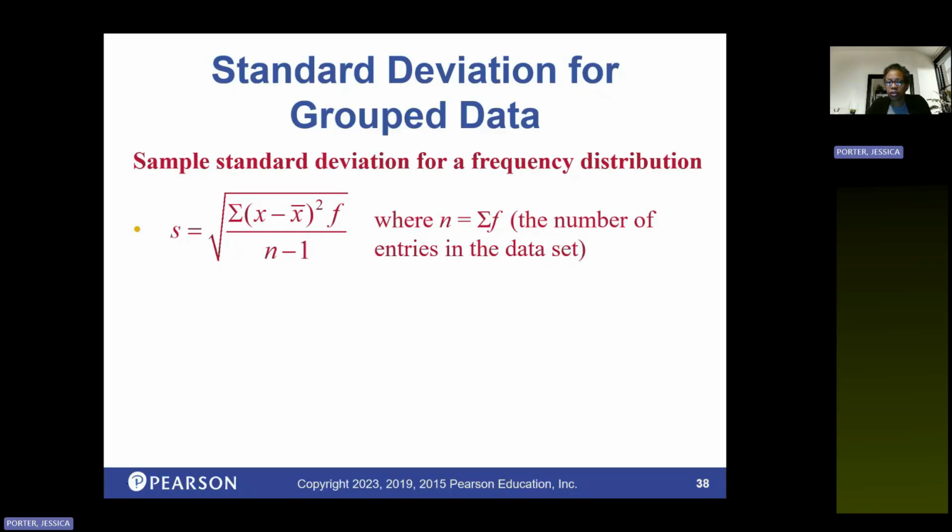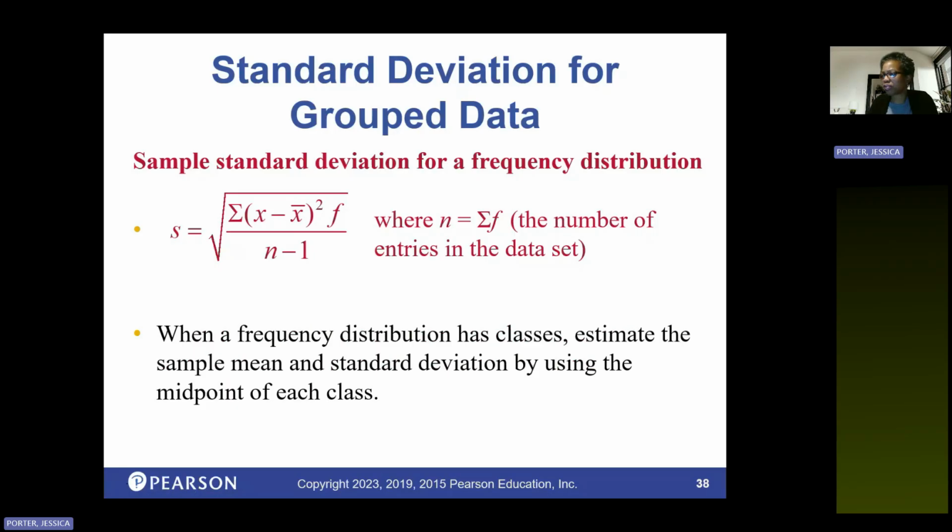Okay, so we get back into the frequency distributions and a sample standard deviation for a frequency distribution. Here's our formula again. You have the data point and its deviation from the mean. Then you're going to square that and then add them all together. Then you multiply that by f, the frequency. And then you divide by n minus 1. And take the square root of all of that. For the standard deviation, the variance is not the square root.